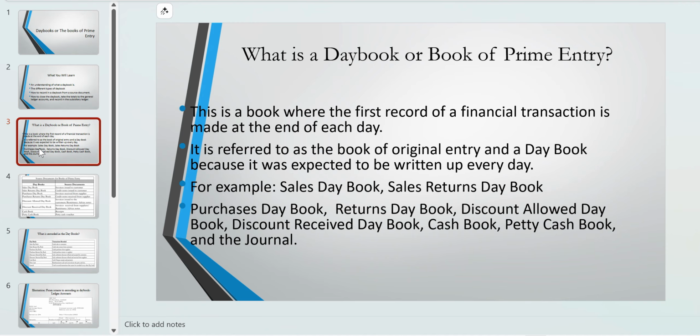What is a day book or book of prime entry? It is a book where the first record of a financial transaction is made at the end of each day. It is referred to as a day book of original entry, or a day book, because it was expected to be written up every day. For example, we have the sales day book and sales returns day book. We have the discount allowed book. We have several other ones like purchases day book, purchases returns day book, discount allowed day book, discount received, cash book, petty cash. Even the journal is a day book.